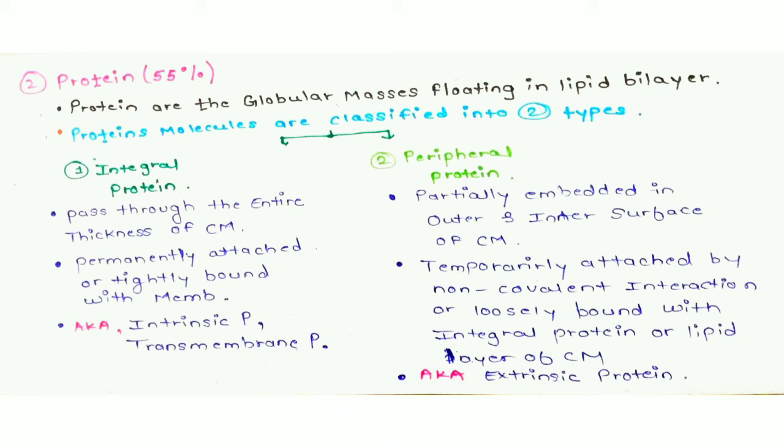Integral protein is also known as intrinsic protein and transmembrane protein, as they span the entire length of the cell membrane. The second is the peripheral protein. As the name suggests, it is present on the periphery of the cell membrane, partially embedded on the outer or the inner surface of the cell membrane. These are temporarily attached by non-covalent interaction, or you can say loosely bound with the integral protein and the lipid layer of the cell membrane, also known as extrinsic protein.